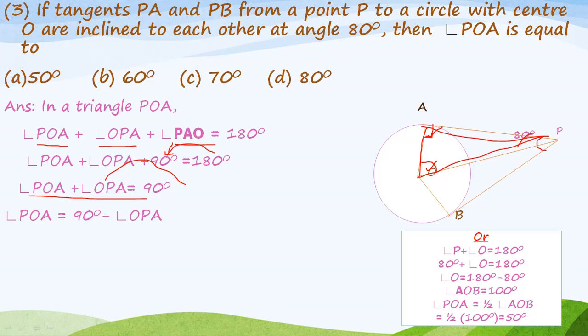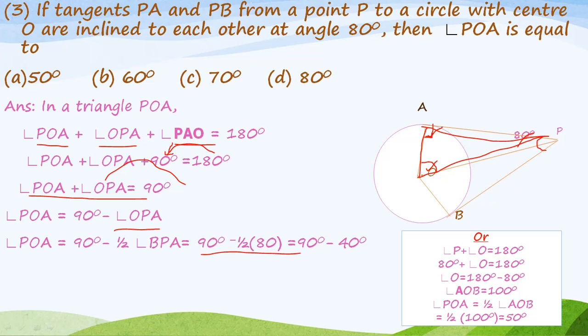Already we know that OPA is equal to half of angle P, because angle P is bisected, and angle O is also bisected. We already learned that in the theorem. Therefore, OPA is equal to half of BPA, or angle P. Therefore, POA is equal to 90 minus half of BPA, that is half of 80 degrees, so 90 minus 40 is equal to 50 degrees.